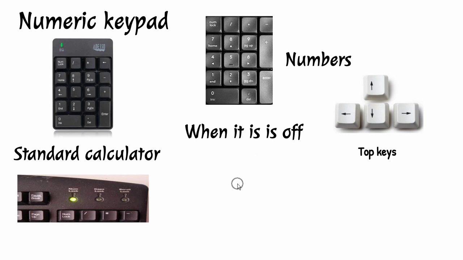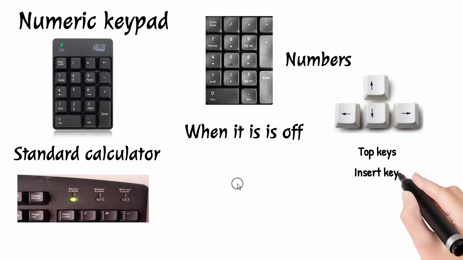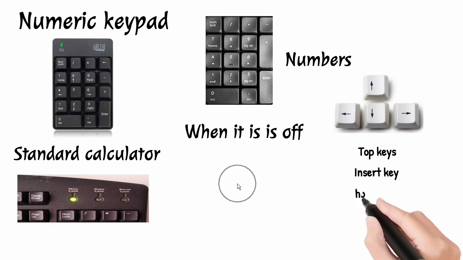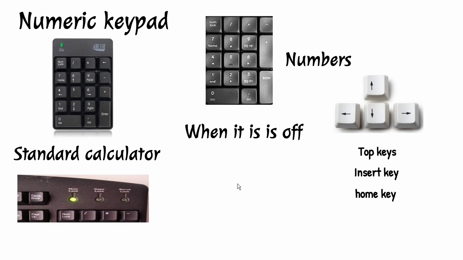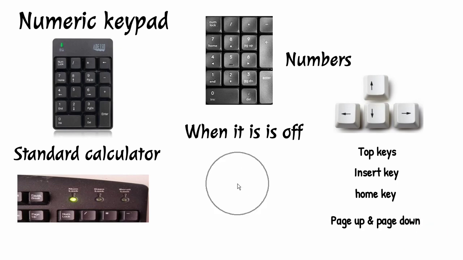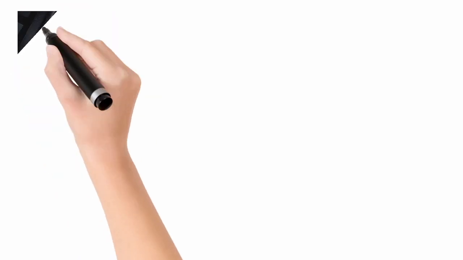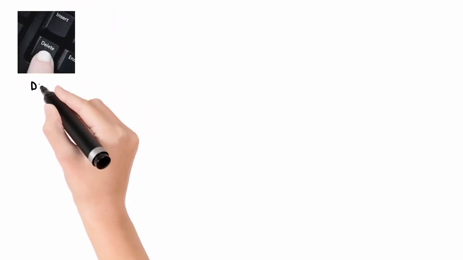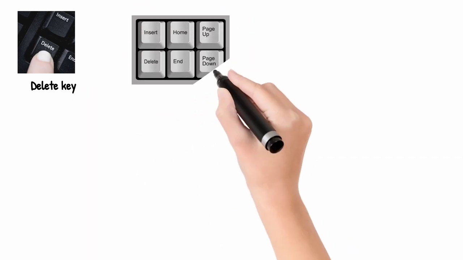Insert key switches between insert and overtype mode. Home key brings the cursor to the beginning of the page. Page up and page down help you to move through pages without using the mouse. Delete erases the document, page, or text that you have selected. End key takes you to the end of the page.